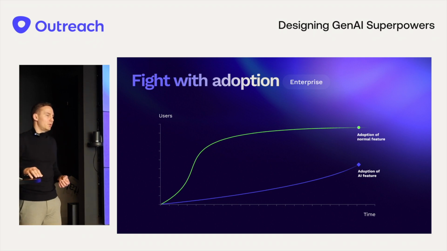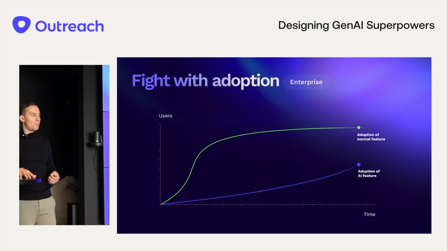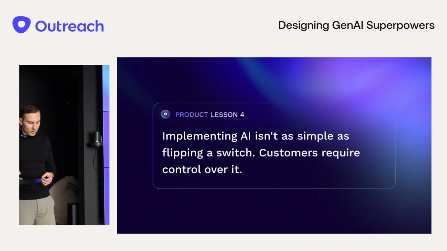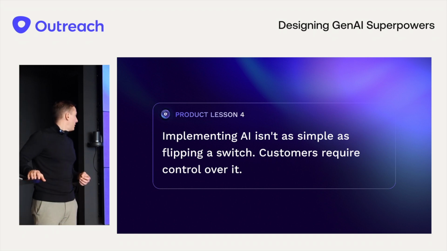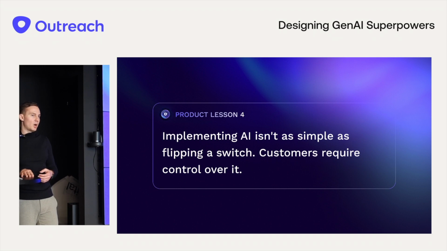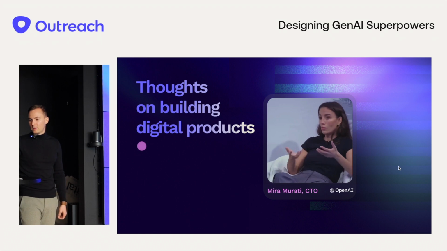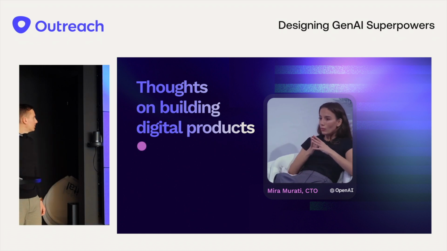Some companies want to do a pilot test, some want to do due diligence, and it takes time. So we have to be more patient to get great adoption. So my last product lesson is that implementing AI is not as simple as flipping a switch, especially if you are working on the commercial or the enterprise segment. And I'd like to share a few thoughts from Mira Murati, who is the CTO of OpenAI, and she will basically confirm my thoughts. There's a lot of focus right now on building more models, but building good products on top of these models is incredibly difficult.